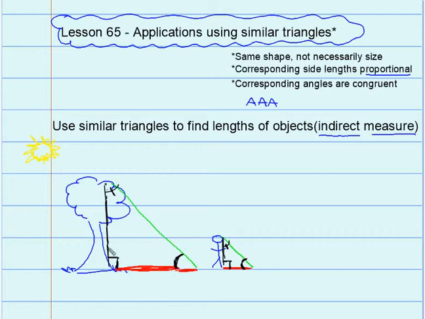So indirectly, by using shadows of objects that you know the actual height of, you can make a proportion. And so that's what we're going to do today. We're going to make some similar triangles. One way is with shadows of objects, and another way is by actually knowing lengths. And we will get to that in just a minute. So this is kind of what we're going to do today.